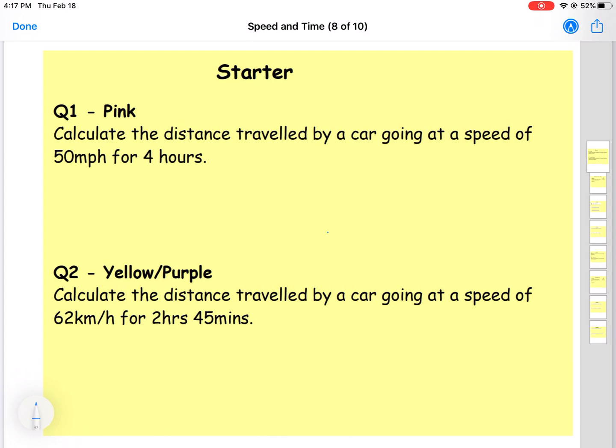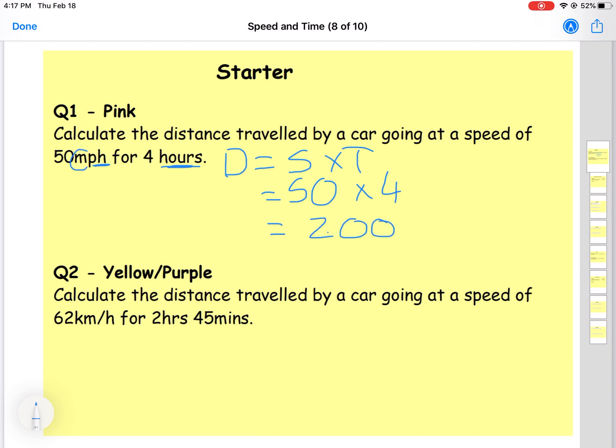Okay, question 1. Now for both questions we're using the same formula. Speed times time is how we calculate the distance. We have to know the speed and the time to be able to get the distance travelled. Now, the hours, so miles per hour and hour, they are the same unit, therefore we can just multiply these numbers together. So 50 times 4 gives us 200. We look at the speed units to find out what units our distance is in. That's mph, so miles per hour.